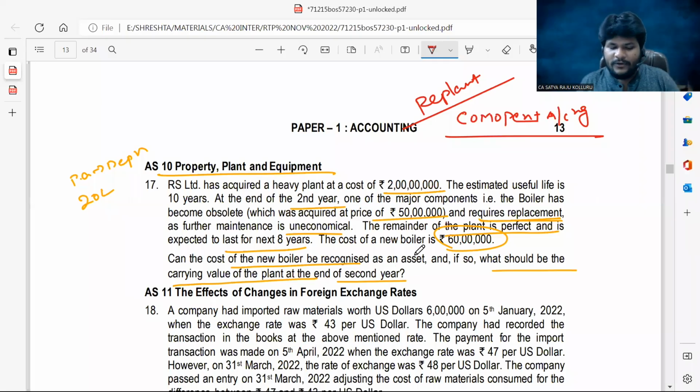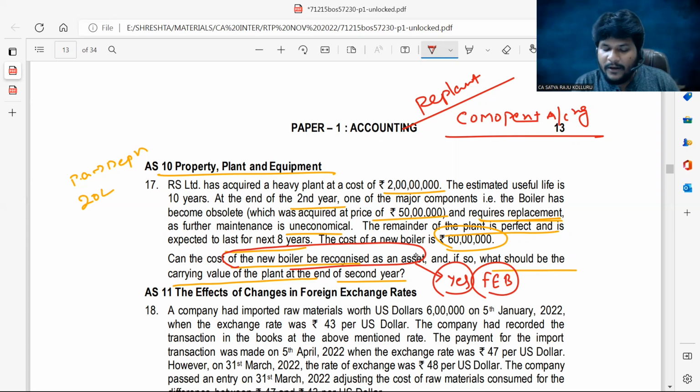If it satisfies both the conditions, then you can immediately recognize the PPE into your books of accounts. Now come back to the question. Can the cost of the new boiler be recognized as an asset? The answer is yes. You know why? It has the capability to generate economic benefits, because whenever you are replacing with a new component, it has the capability of generating future economic benefits. And the cost of the replacement is also easily measurable. The new cost of the boiler was 60 lakhs. So that's why, for the first part of the question, yes, we can recognize.